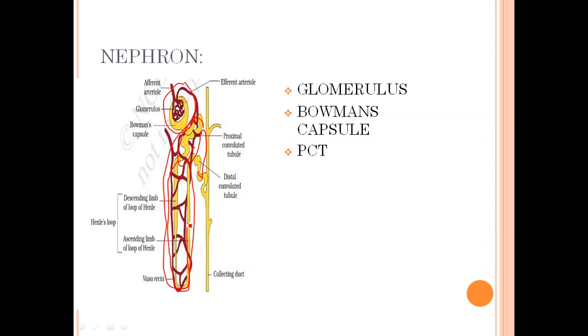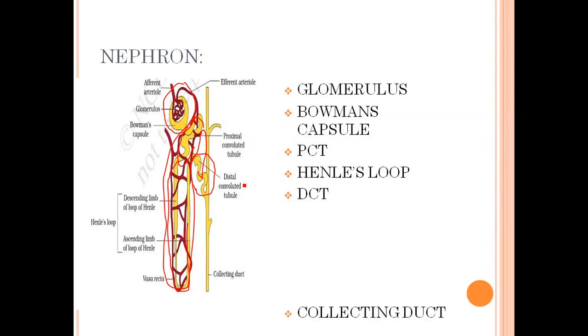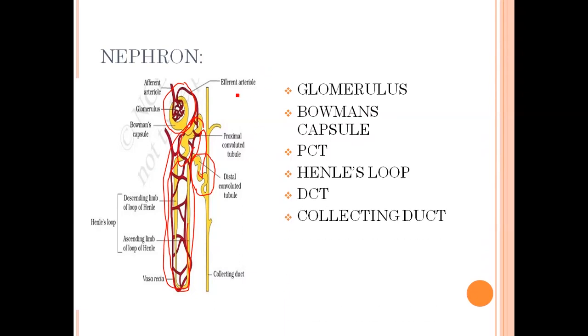Henle's loop is a hairpin-shaped structure which opens up into another coiled tubular part, and this coiled tubular part is called the DCT or the distal convoluted tubule. The distal convoluted tubule opens up into the collecting duct. Collecting duct is a common duct into which 3 to 4 nephrons have their connections. That means 3 to 4 nephrons open up into the collecting duct.